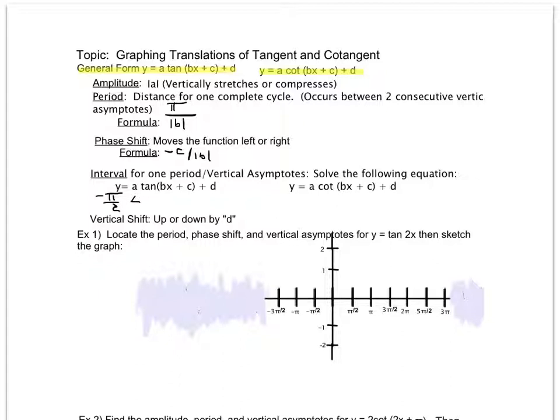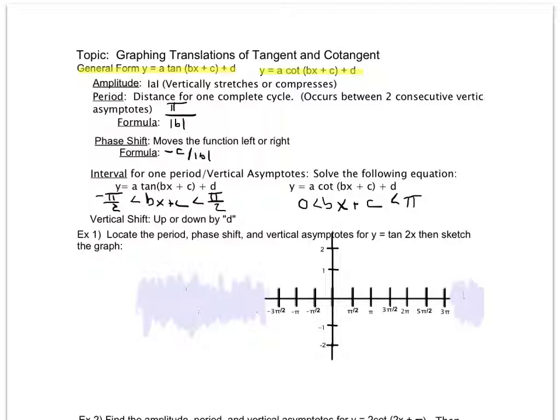And I'm going to take this bx plus c, since that's what affects my period and my phase shift, and solve this compound inequality to find my new interval for one period. Oftentimes, this is also referred to as finding my vertical asymptotes. I'll do the same thing with cotangent, except the normal interval for the vertical asymptotes for cotangent falls between 0 and pi instead of negative pi over 2 and pi over 2. And again, I'm just pulling that from their traditional graphs. If you look at those, where do those vertical asymptotes fall? And again, that d is going to be your vertical shift.